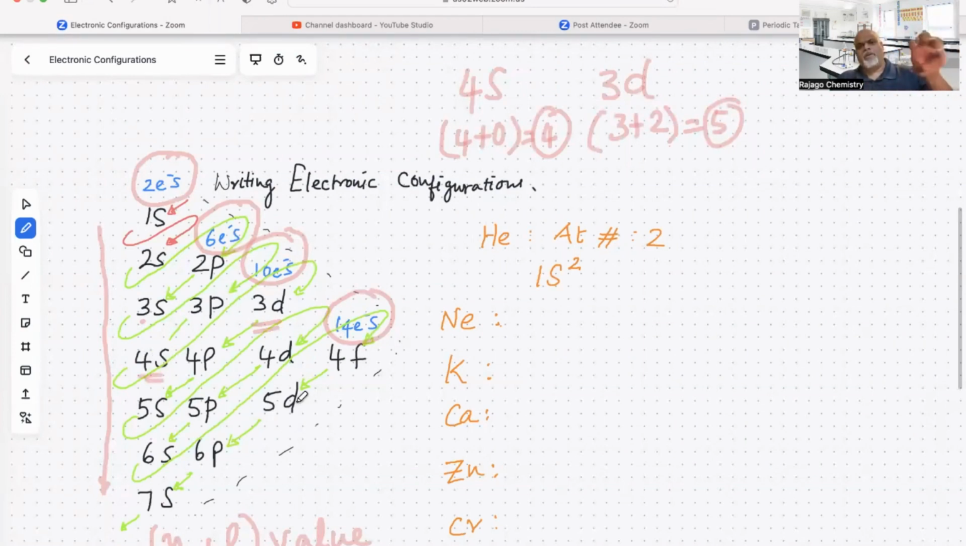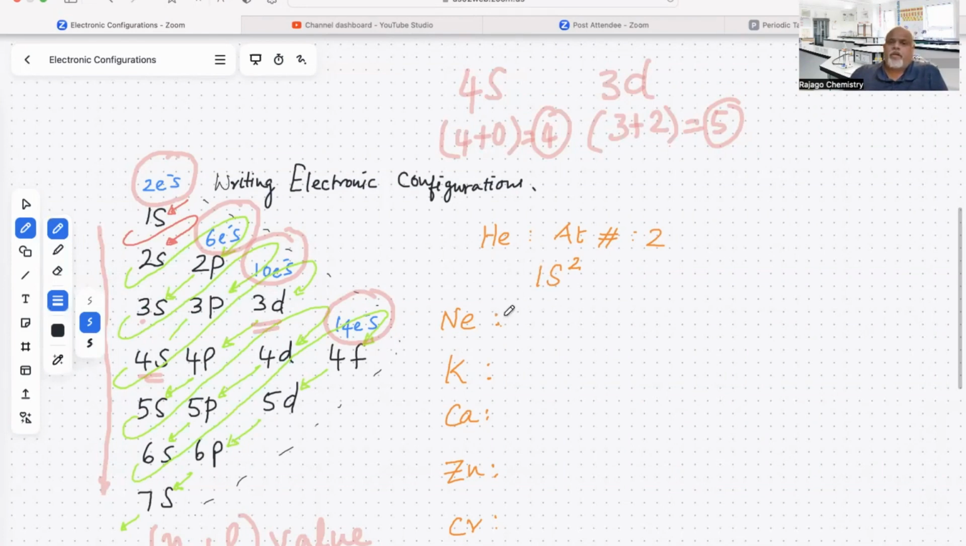So as the n plus l value increases, the electrons also occupy based on the energy levels. The higher the energy levels, they occupy later on. So that is the reason. You have to reproduce this diagram as quickly as possible. Then only you can write this. Now if you write this, then the rest of writing electronic configuration is very easy.